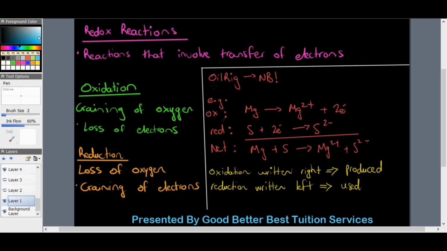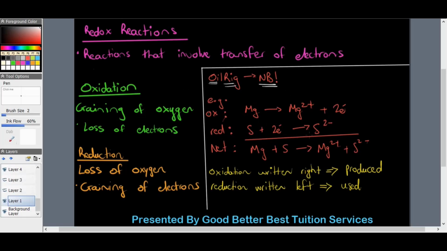And so we form this little acronym called OIL RIG, designed for you to remember this process. Oxidation is loss of electrons, while reduction is gaining of electrons. Put that as NB, very important, because this will help you remember this process.